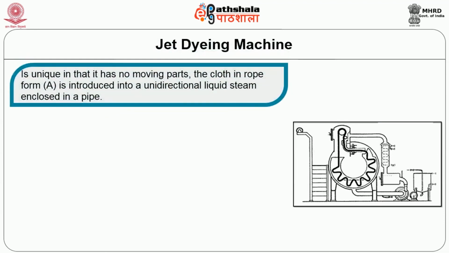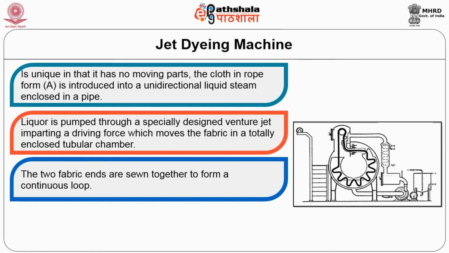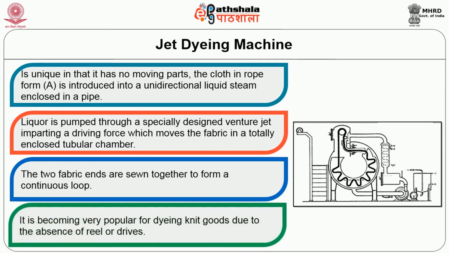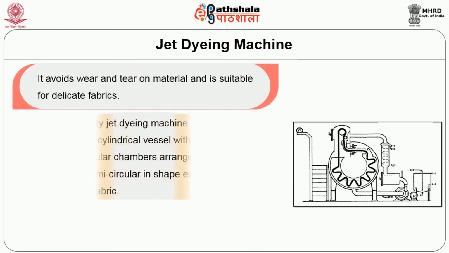It is unique in that it has no moving parts. The cloth in rope form A is introduced into a unidirectional liquid stream enclosed in a pipe. The liquor is pumped through a specially designed venturi jet, imparting a driving force which moves the fabric in a totally enclosed tubular chamber. The two fabric ends are sewn together to form a continuous loop. It's becoming very popular for dyeing knit goods due to the absence of reel or drives. It avoids wear and tear on material and is suitable for delicate fabrics.